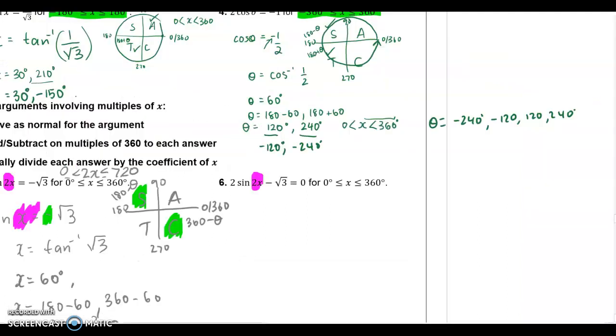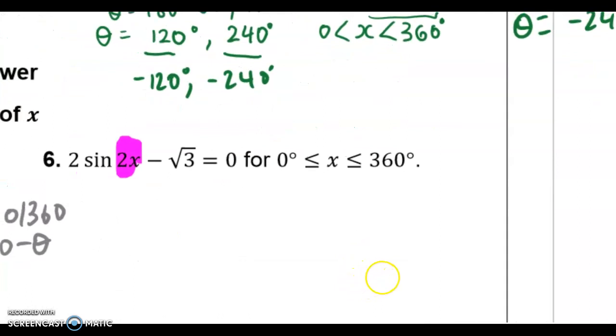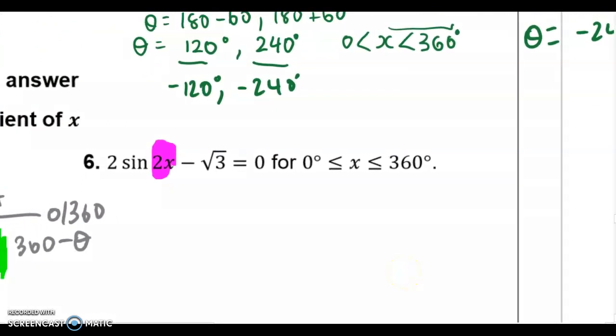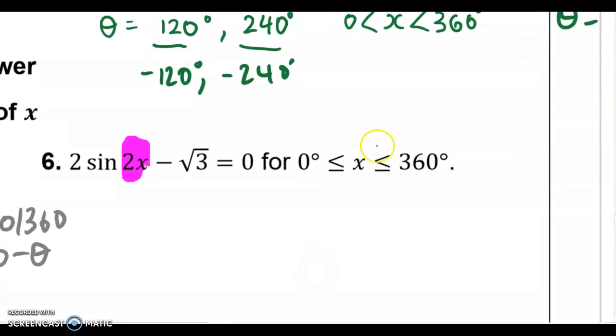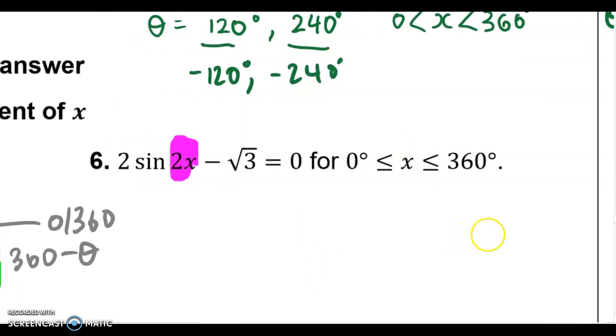Okay, let's have a look at the last question here. Question number 6. 2 sine of 2x minus root 3 equals 0. A little bit more difficult. It's down the bottom of our page. But we're in our normal domain at this point of x being between 0 and 360. But we'll probably be having to change that in a moment when you have a look at we've got a 2x in there. But let's not worry about that just yet.